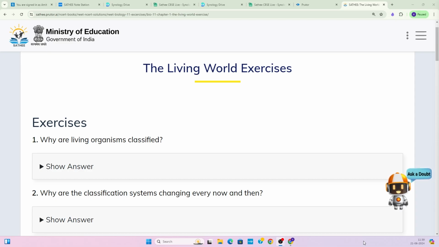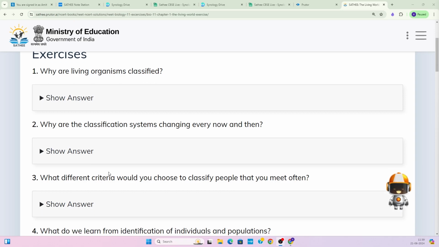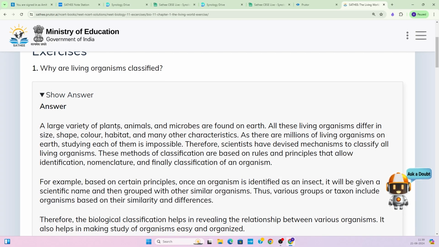Okay, so today we are going to solve the questions from the Living World NCERT book, right? So let us take the first question here in the exercise. The first question is, why are living organisms classified? What is the significance of classifying the organisms in the living world?